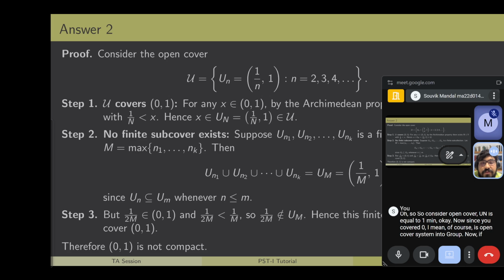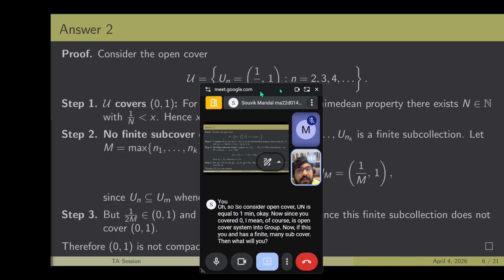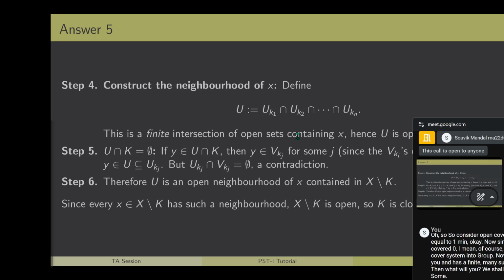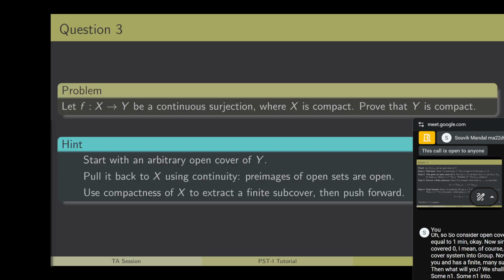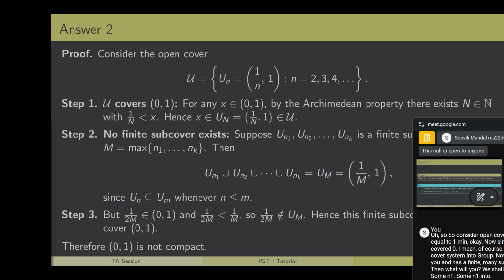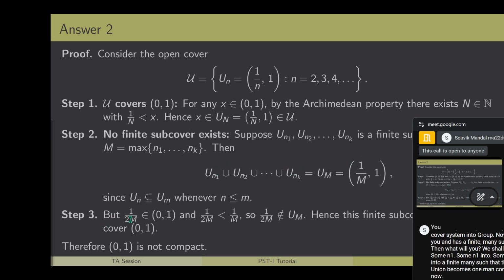Now, if this U_n has a finite subcover, then we shall get some n_1, n_2, up to n_k, finitely many, such that the union of the U_{n_i} covers (0, 1). Now, let capital M be the largest of these. If you consider 1/(2M), this will lie outside the union. So that means the open interval (0, 1) is not compact.